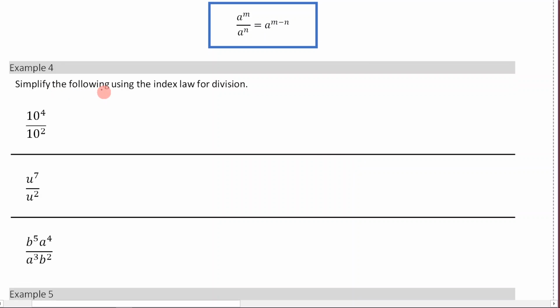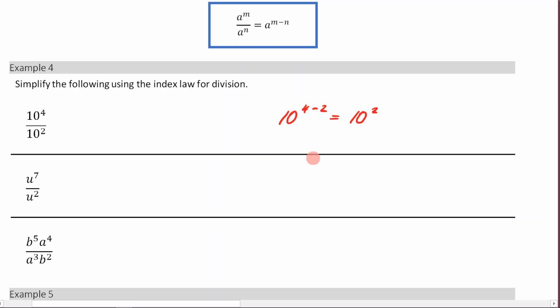So simplify the following using the index law for division. Here we have 10 to the 4 divided by 10 to the 2. We have the same base. That's important, 10 and 10. So what this law tells us is we could go 10, 4 minus 2. 4 minus 2 is 2. So it's going to be 10 to the 2.